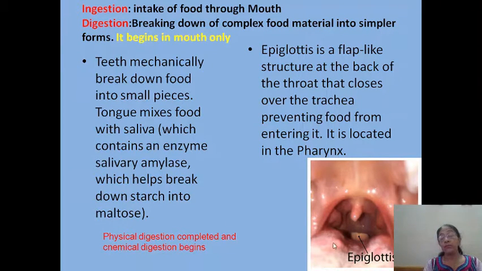And one more thing you have to notice is the epiglottis. The epiglottis is a flap-like structure at the back of the throat that closes over the trachea, preventing food from entering it. It is located in the pharynx. So the epiglottis is shown here. It prevents the food from entering into the windpipe. As soon as you swallow the food, it covers the windpipe for a second, and then it opens again so that the supply of air or oxygen is not stopped.